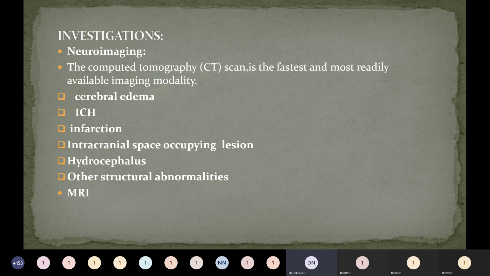So we have to get a baseline plain CT brain. It's the fastest and the most readily available imaging modality in more or less all the tertiary centers. One, we have to look for a cerebral edema. Second, we have to look for an intracranial hemorrhage and infarction. Apart from this, any other structural abnormalities like hydrocephalus, or is there any intracranial space occupying lesion?